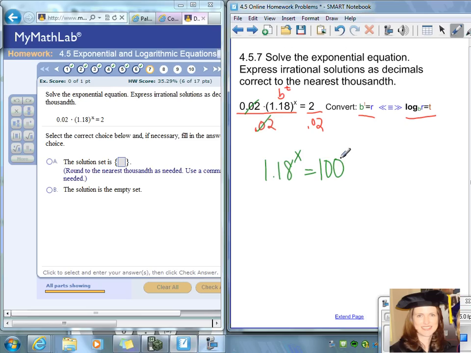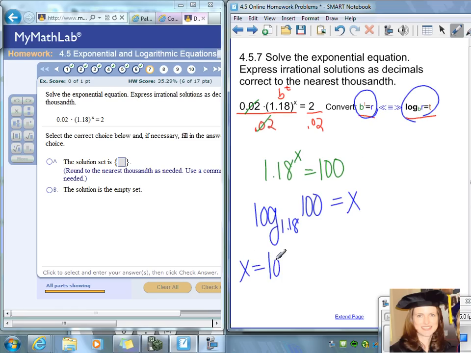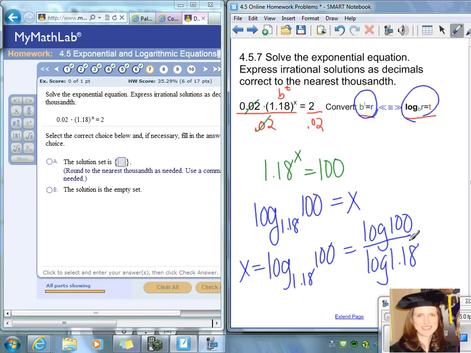Now we have an equation that has one base, one exponent, and one argument. Convert this to logarithmic form. So I'm going to write this as log base 1.18 of 100 is equal to x. Now the way we're able to convert it is that it's written only as one base, one exponent equals the argument, and then convert it to logarithmic form. Now we can use a calculator to evaluate log base 1.18 of 100. Using the change of base formula, we want to evaluate log of 100 divided by log of 1.18.